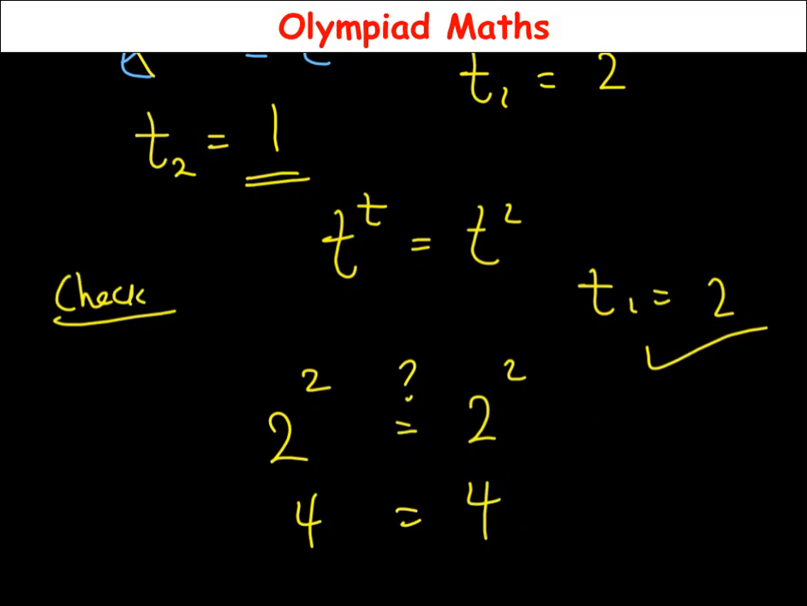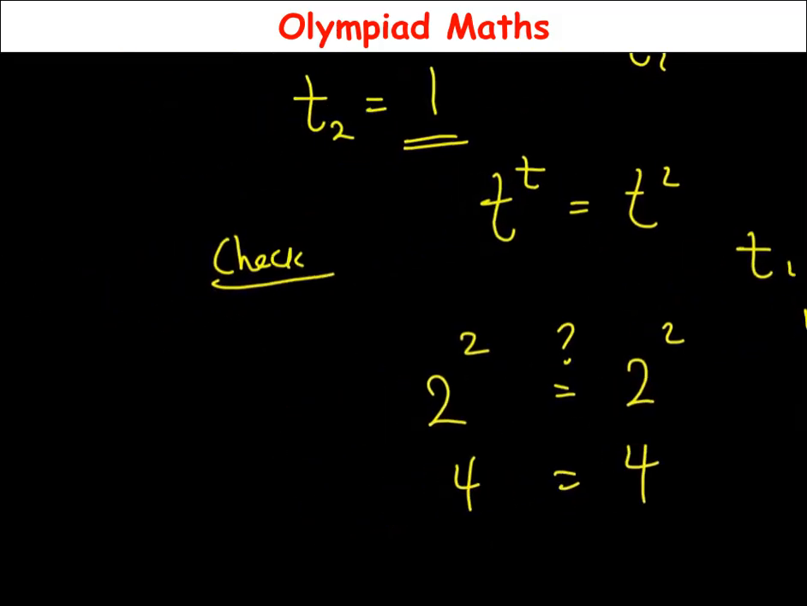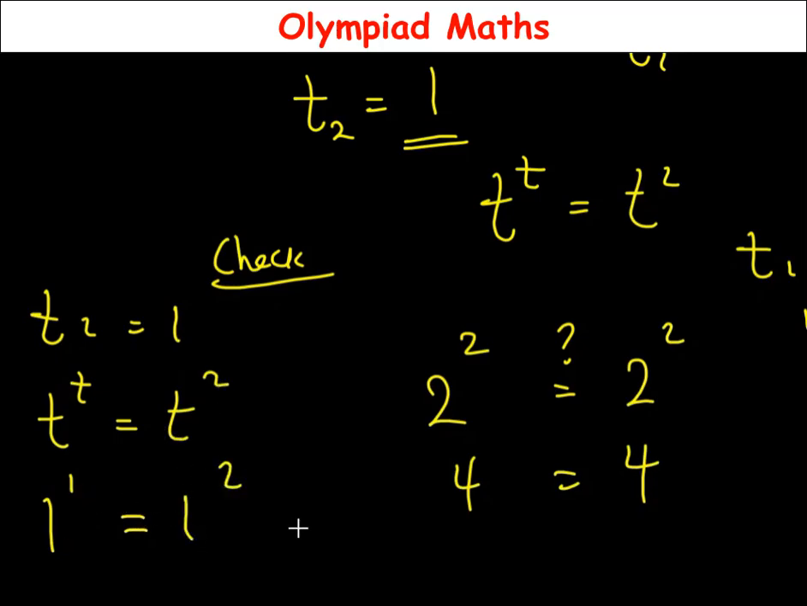Okay, but let's also test the second value of t. For t2, which equals 1, the equation is t raised to power t is equal to t raised to power 2. Now t is 1, so 1 raised to power 1 is equal to 1 raised to power 2. Now 1 to the power 1 is equal to 1, which equals 1 to the power 2, which is 1. So that means that the second value of t, which is 1, also satisfies the given equation.